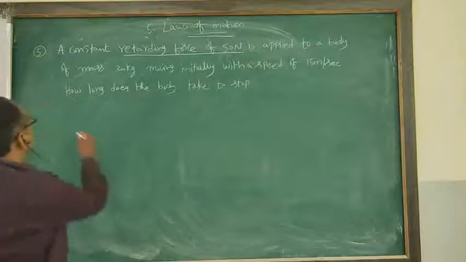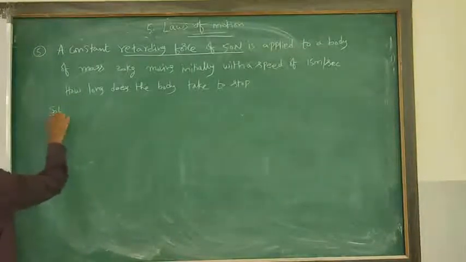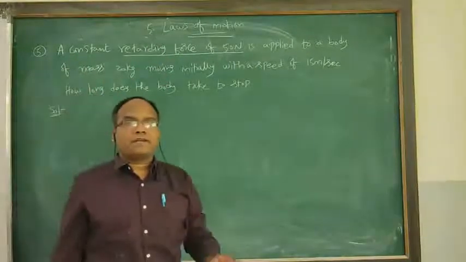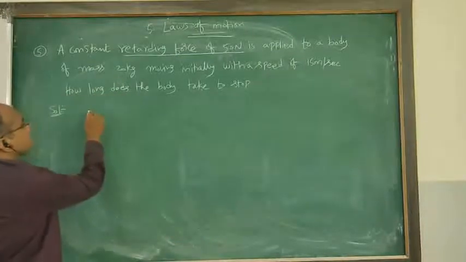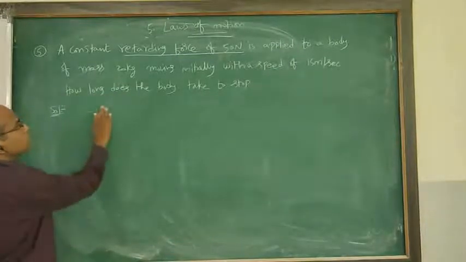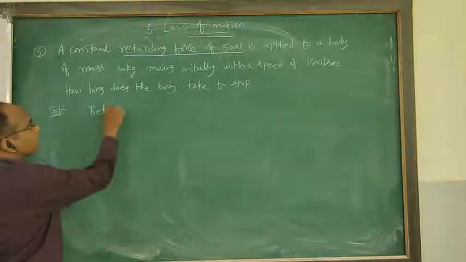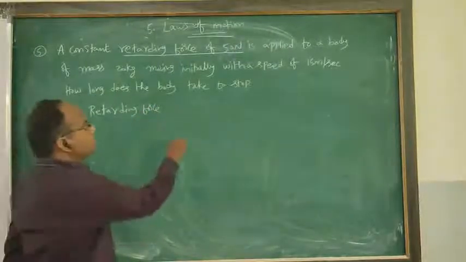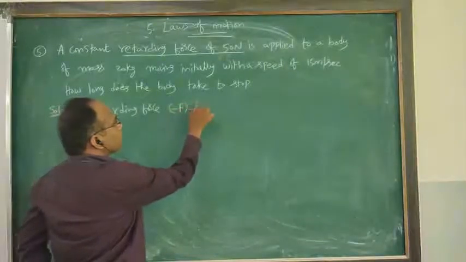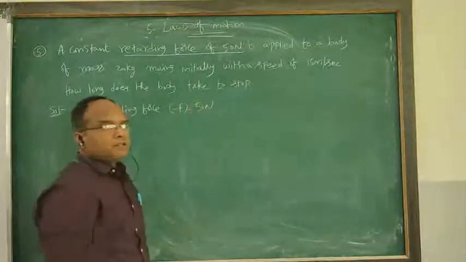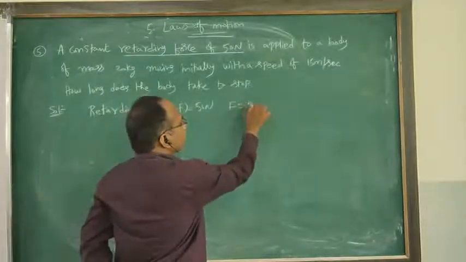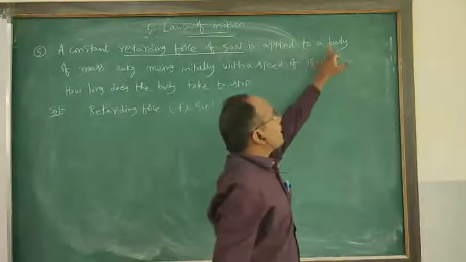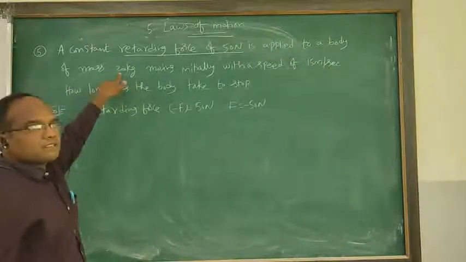So here, what is the solution? How to do it? A constant retarding force. Retarding force means what? Negative force. So the meaning is minus F is equal to 50 Newton, so F is equal to minus 50 Newton. This minus 50 Newton is applied to a body of mass.